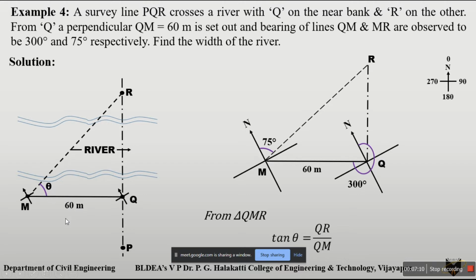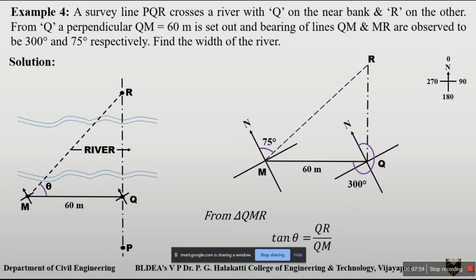It is opposite divided by adjacent side, that is QR divided by MQ. But we don't know the value of theta here. They are given only 75 degree and 300 degree for the bearing. So we don't know the angle from this line to this MQ line. If you know the bearing from this north to this MQ line, the difference of this bearing and 75 degree, we can get the angle of the MR and MQ line.